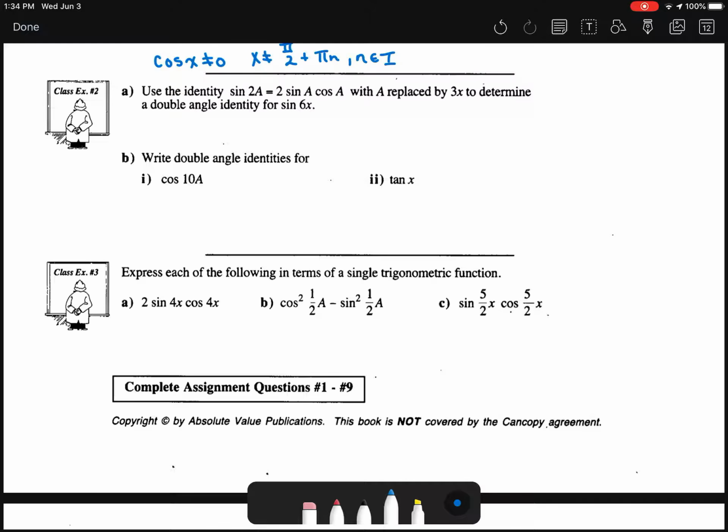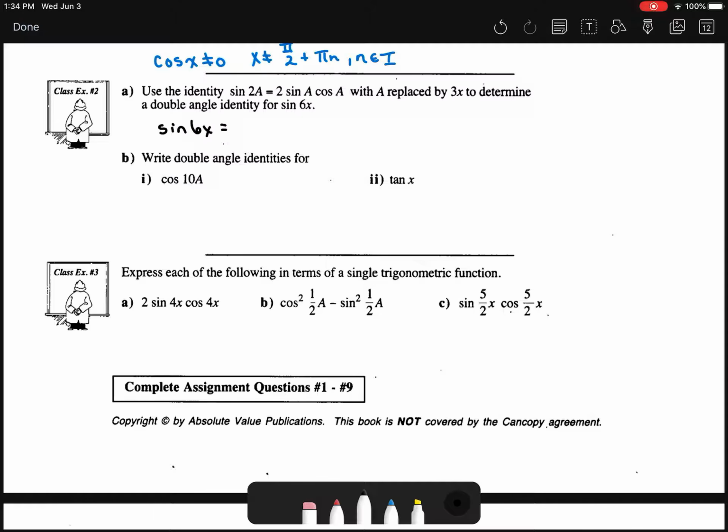Class example 2 says, use the identity sine of 2a equals 2 sine a cos a, with a replaced by 3x, to determine a double angle identity for the sine of 6x. So here's what they're saying. I'm starting with the sine of 6x. That's what I have.